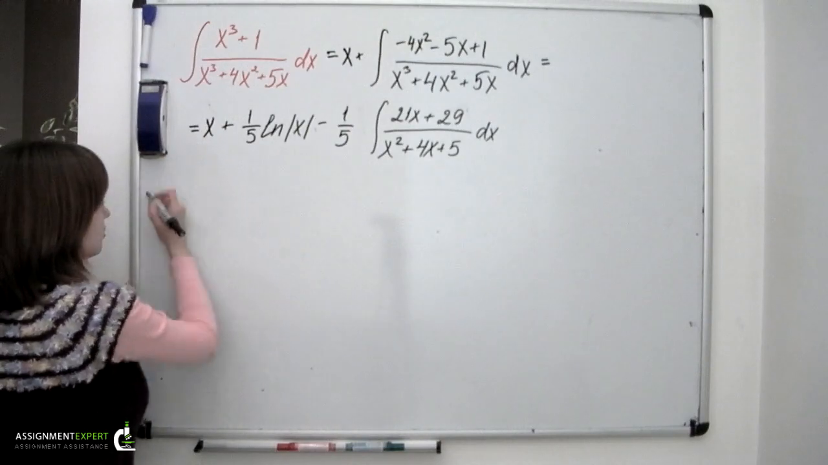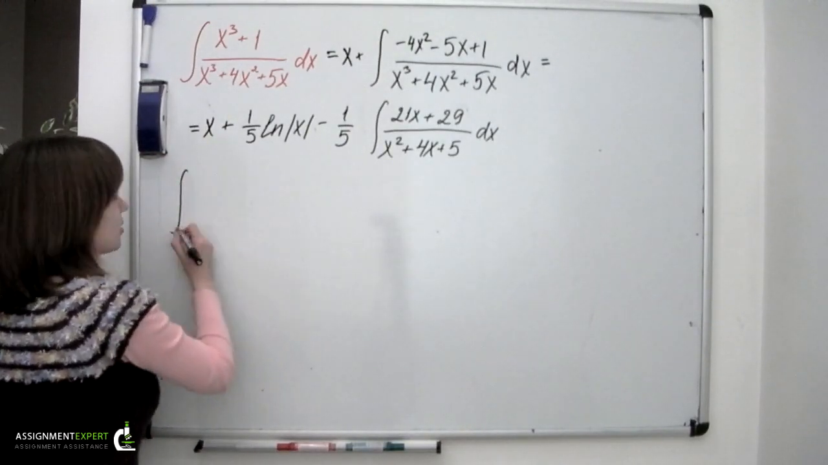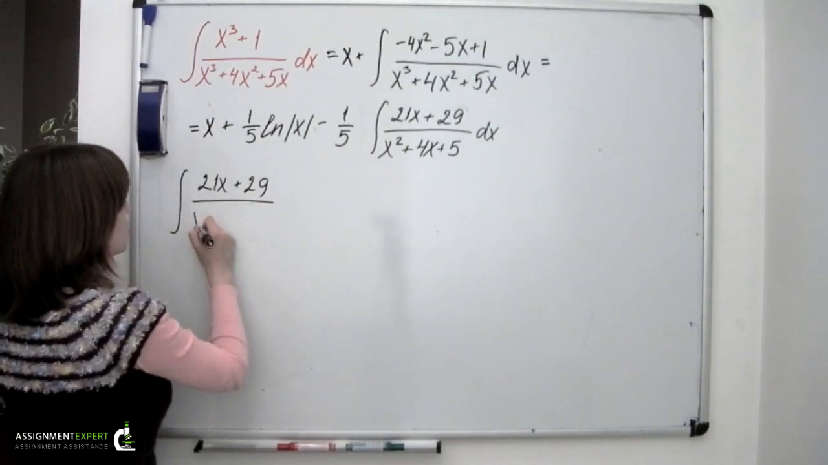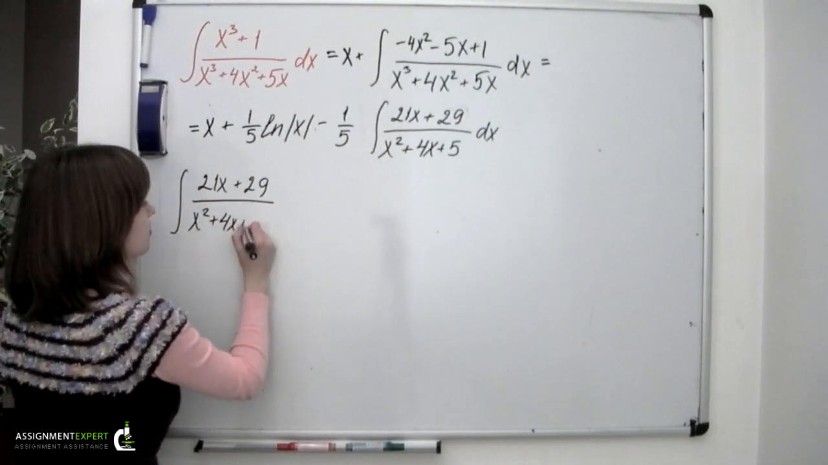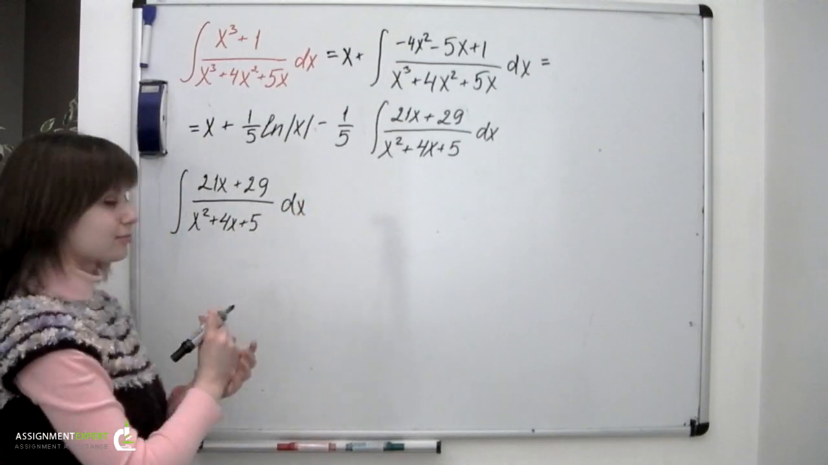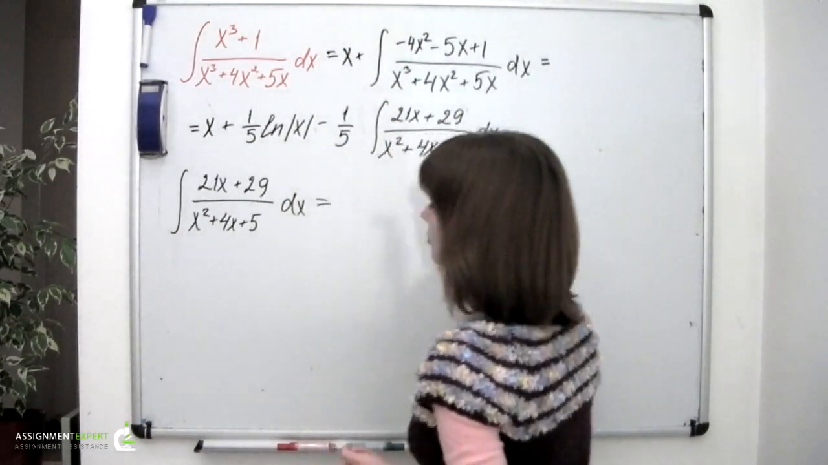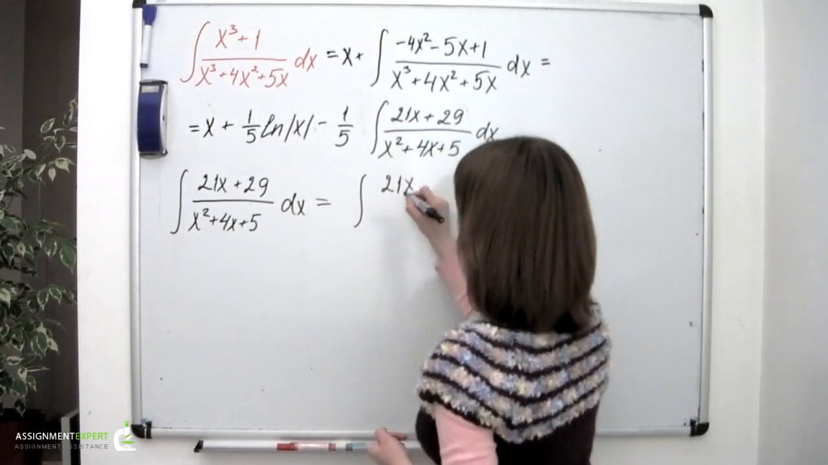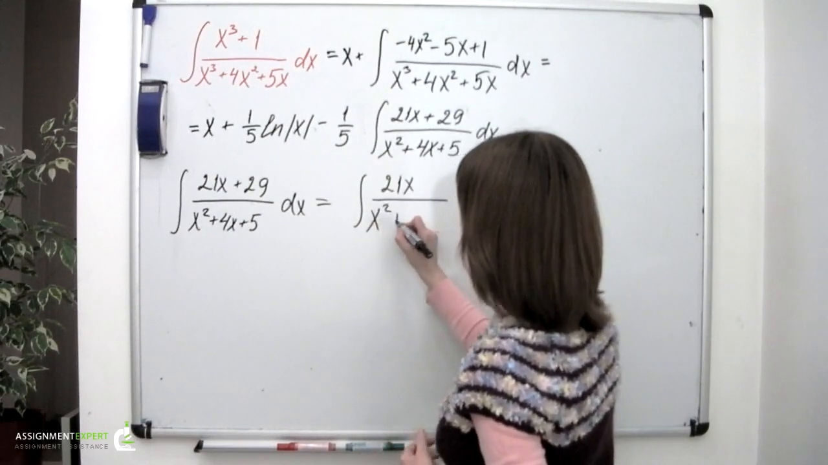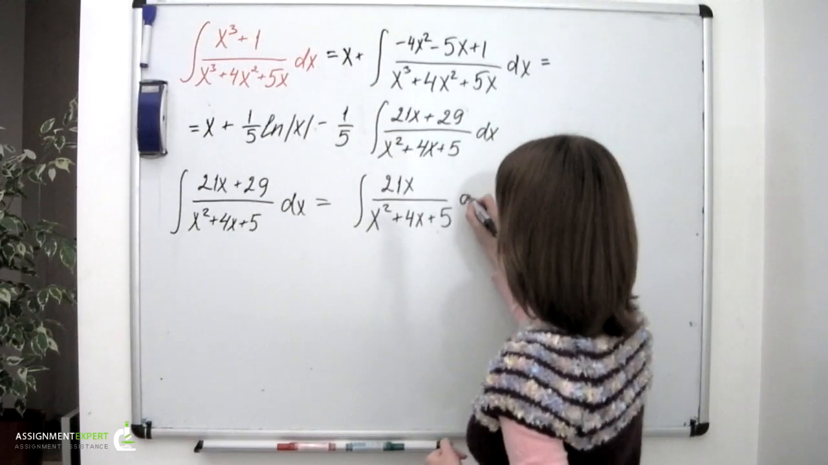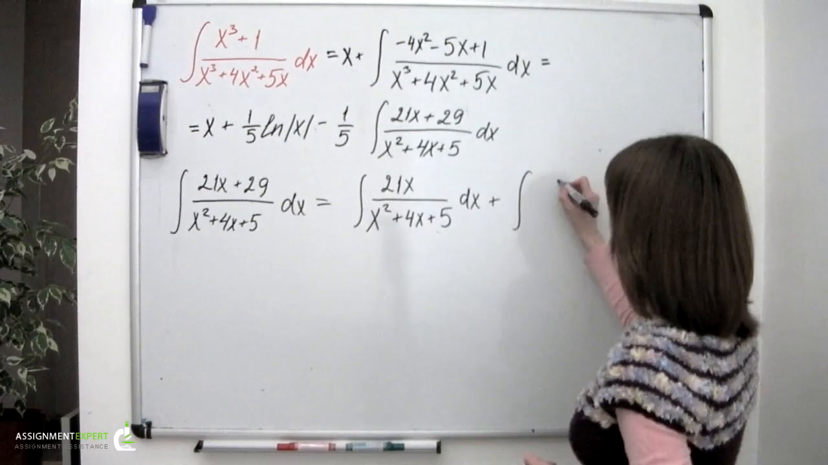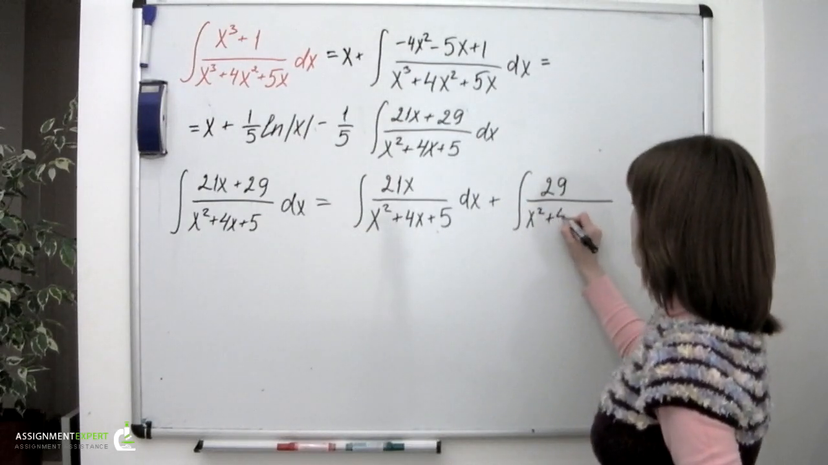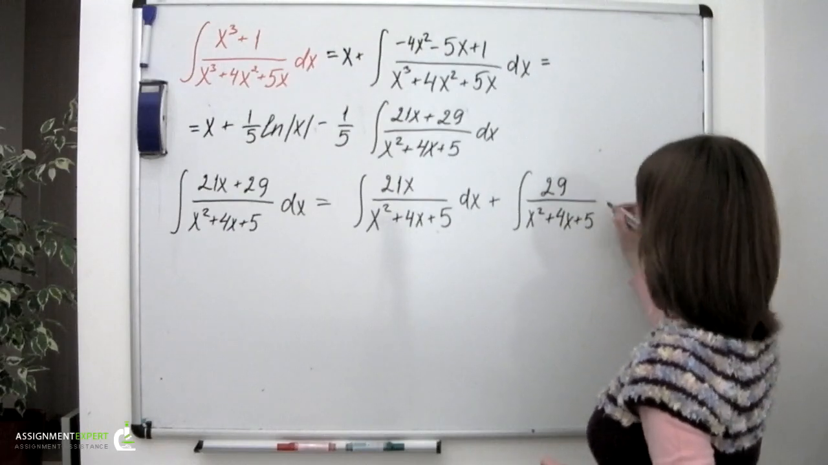So the integral of, the sign is too small, the integral of (21x plus 29) over (x squared plus 4x plus 5) dx can be split in two. So we'll have the integral of 21x over (x squared plus 4x plus 5) dx, and plus the second integral, the integral of 29 over (x squared plus 4x plus 5) dx.